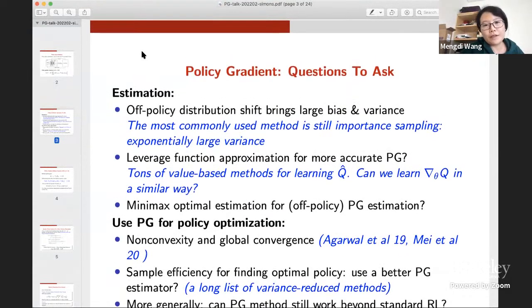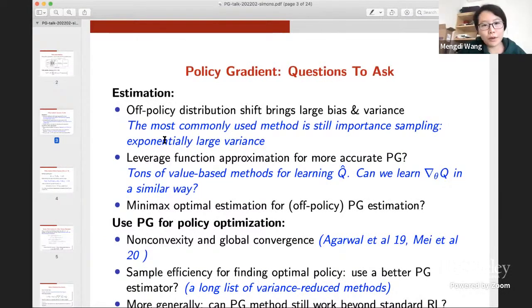In the recent couple of years, I think the community has gained a much deeper understanding of policy gradient. There are a number of important questions to ask, and some of them are partially answered, but there are still open questions that we hope to answer further. So the first question is, how do we estimate policy gradient?